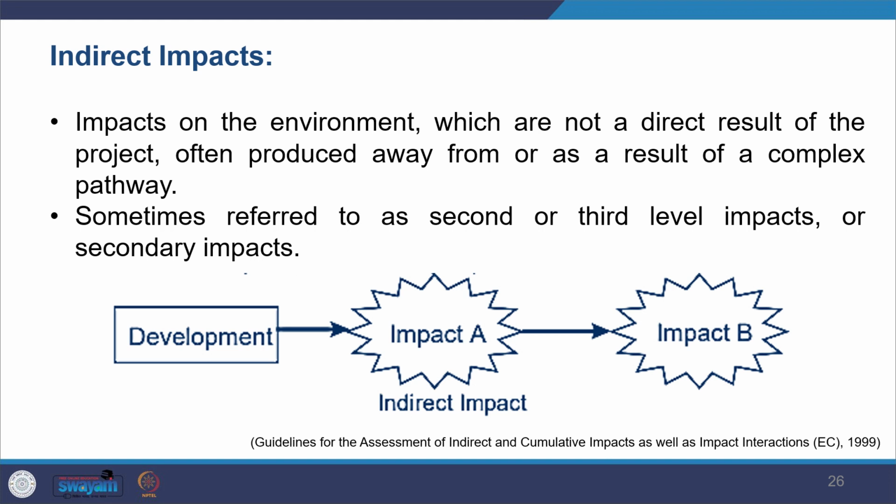Further, you can see indirect impact. How we look at or differentiate it from cumulative impact, as there might be overlapping understanding here. These are impacts on the environment which are not a direct result of the project, often produced away from it or as a result of a complex pathway. That is said to be an indirect impact and is sometimes referred to as a second or third level impact or secondary impact as well. That's indirect impact, and we had seen this in our initial lecture.